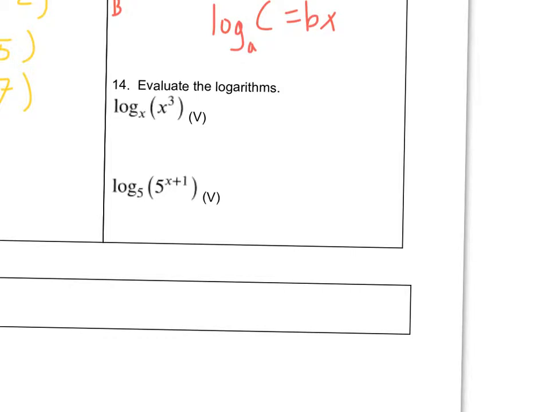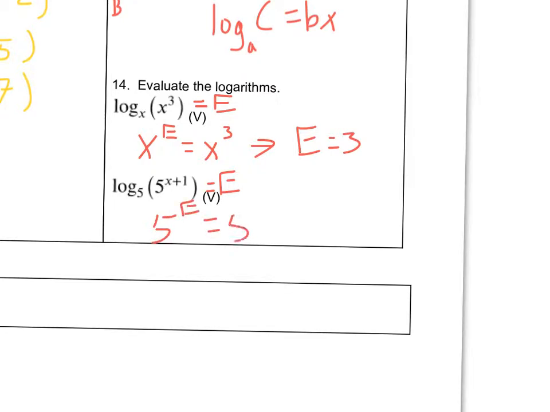For number 14, we're evaluating logarithms. That means that we're trying to figure out what this would be equal to. Here we've got base x to the e is equal to x to the 3. That means that e must be 3. For the next one, we've got same setup. So 5 to the e is equal to 5 to the x plus 1. That means that e must be x plus 1.